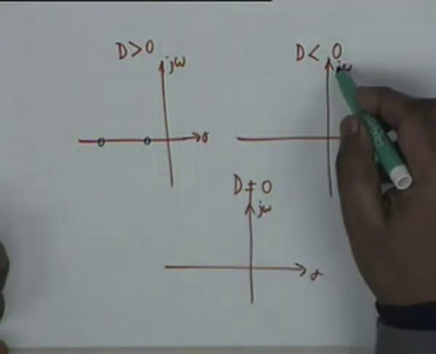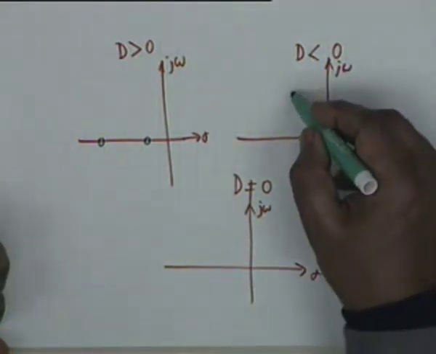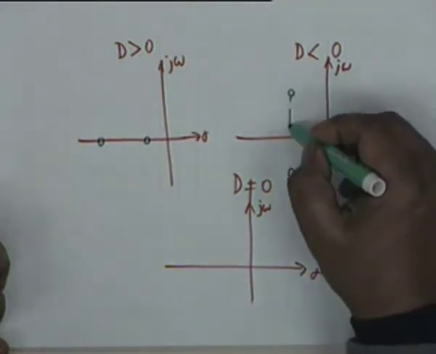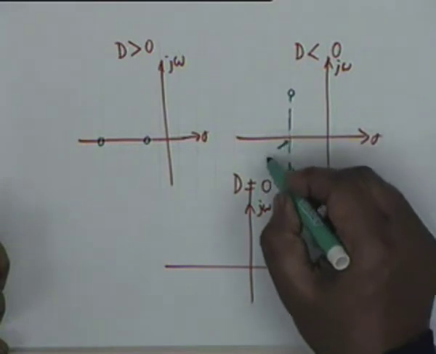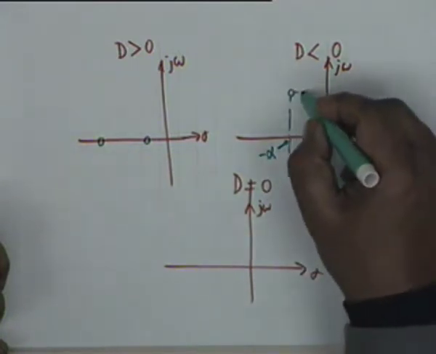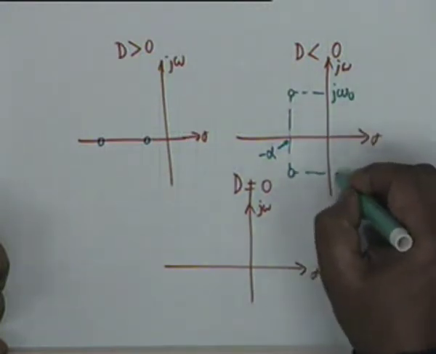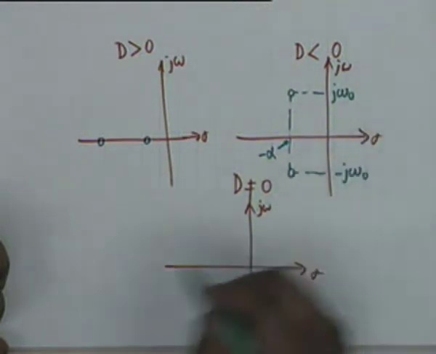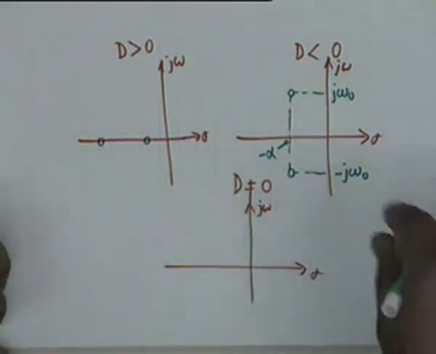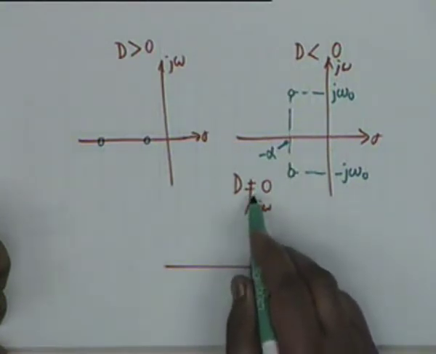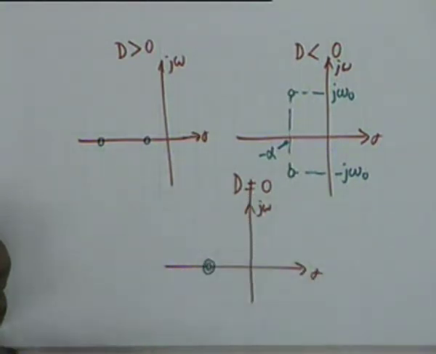In the second case, that is the underdamped case, we have two complex conjugate roots, where this distance, this point is minus alpha and this point is j omega 0, this point is minus j omega 0, alright, minus alpha plus minus j omega 0. On the other hand, if I have the critically damped case, then the two roots coincide on the negative real axis. Alright, is that okay?